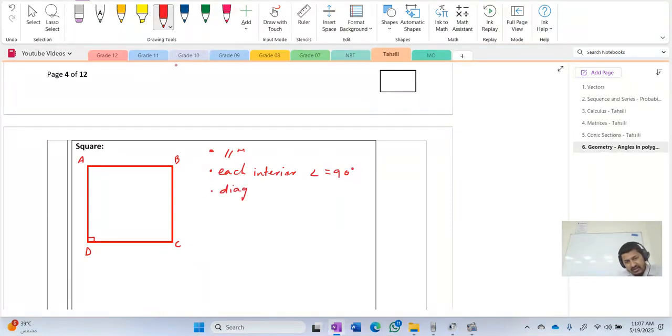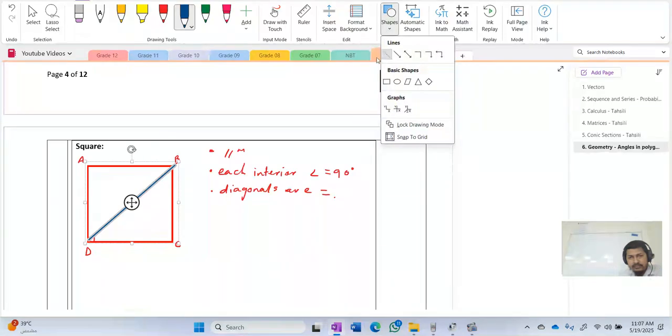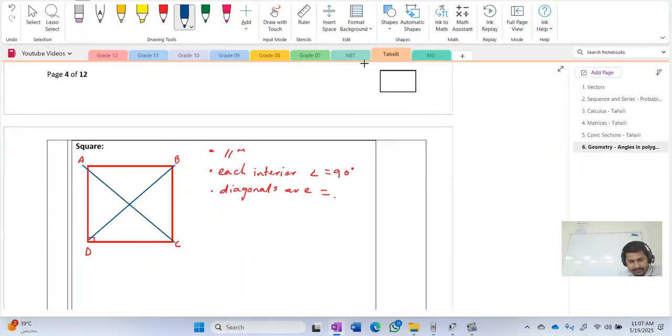Let's see, where are the diagonals? There's the diagonal here. BD is equal to AC, and BD is also perpendicular to AC. That's also 90 there. Now because we have equal diagonals, the diagonals bisect the corner angles. So if it bisects the corner angles, it becomes 45, 45. Right, so you get a 45, 45, 90 triangle.